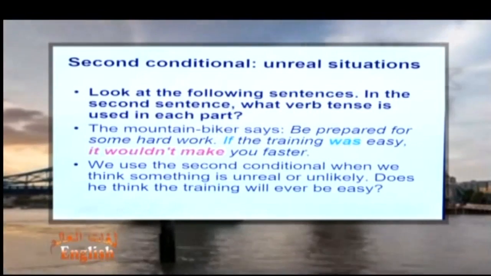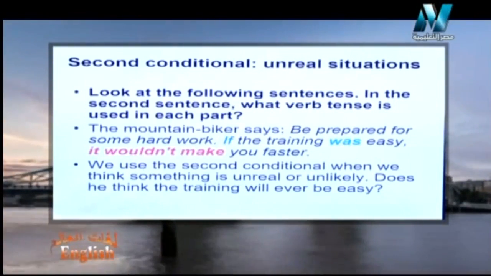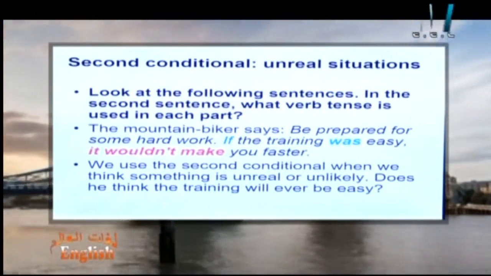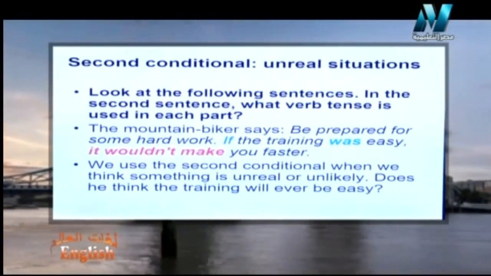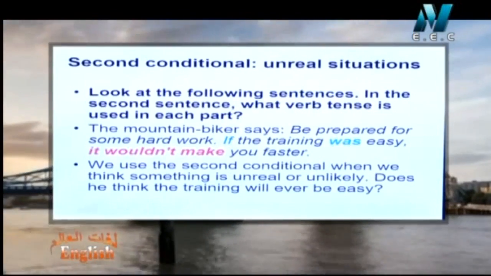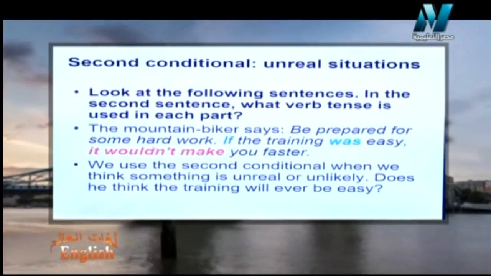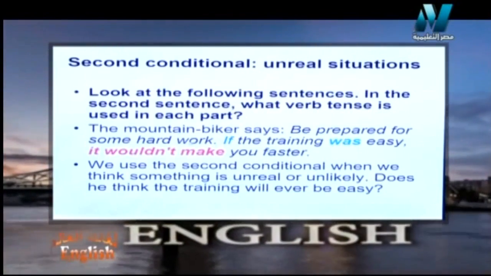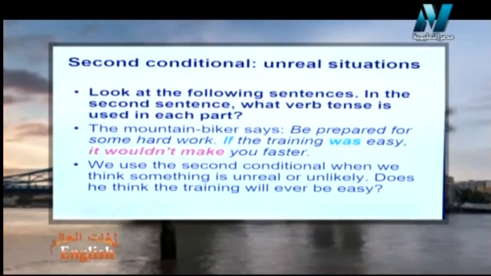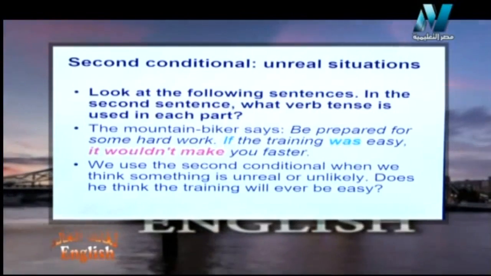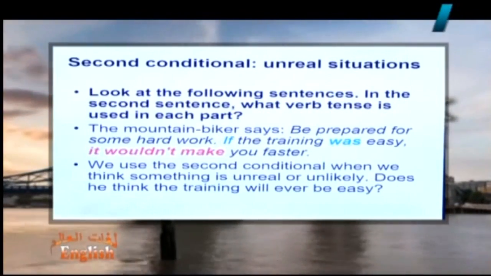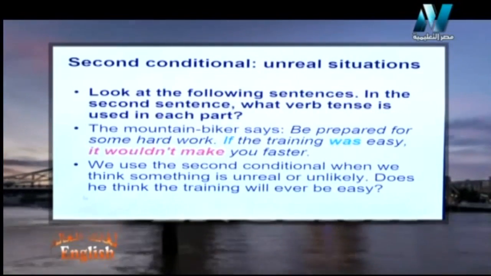Look at the following sentences. What verb tense is used in each part? The mountain biker says, be prepared for some hard work. If the training was easy, it wouldn't make you faster. And that is unreal, the training was never easy. So here I express an unreal situation. We use a second conditional when we think something is unreal or unlikely.